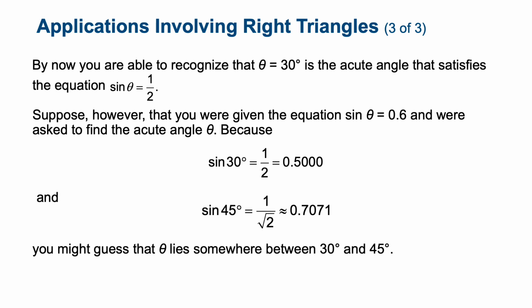So by now we need to know that the angle theta equal to 30 degrees is the angle that satisfies sine of theta is 1/2. But suppose we're given the equation sine of theta is 0.6 and we're supposed to find theta. Okay, so we might kind of guess that sine of theta equaling 0.6, if we know that sine of 30 is 0.5 and we know that sine of 45 is 0.7, that the angle is in between, right? However, later on, I'm going to show you that there is a function on your calculator, the inverse function. It's very easy to solve this problem, okay?